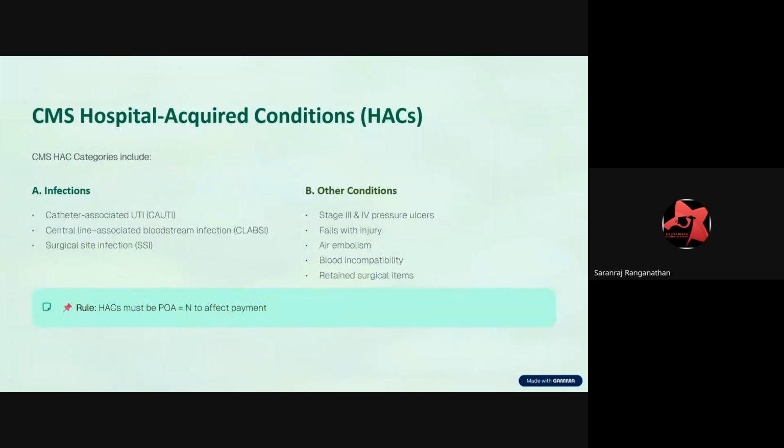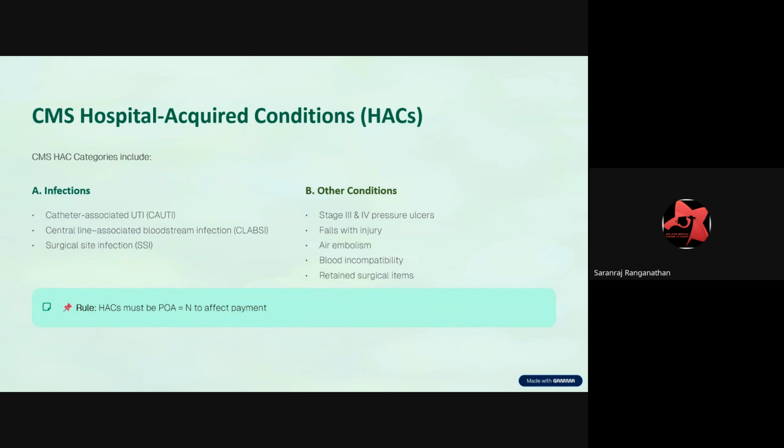Then other conditions: stage 3 pressure ulcer, falls, injury, air embolism, blood incompatibility, and retained surgical items. These are all going to be indicated with POA N to affect the payment. So it must be POA equal to N to affect the payment, so that it will directly indicate those are hospital acute conditions.